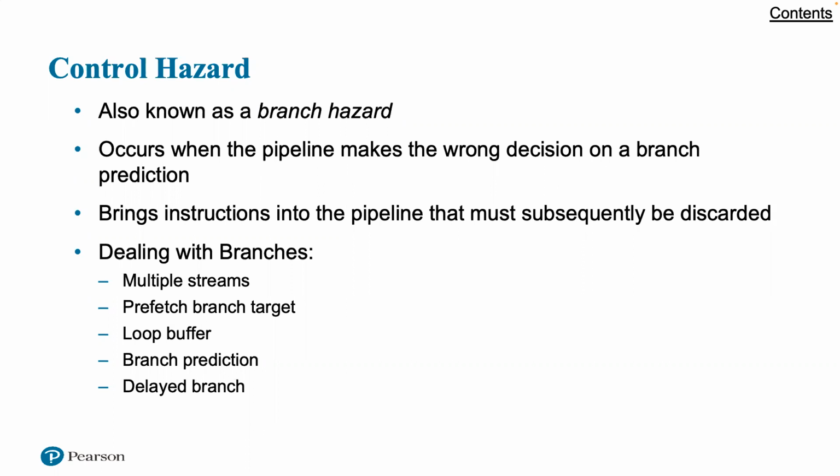control hazards next. One of the major problems in designing an instruction pipeline is assuring a steady flow of instructions to the initial stages of the pipeline. The primary impediment, as we have seen, is the conditional branch instruction. Until the instruction is actually executed, it is impossible to determine whether the branch will be taken or not. A variety of approaches have been taken for dealing with conditional branches: multiple streams, prefetch branch target, loop buffer, branch prediction, and delay branching.